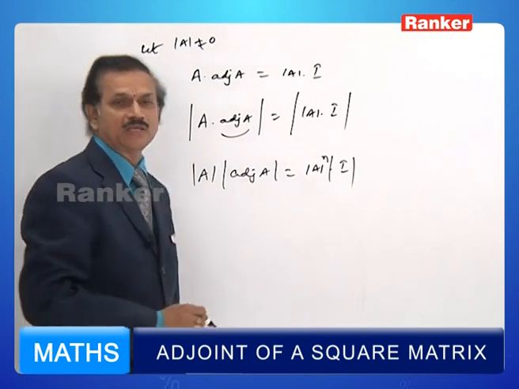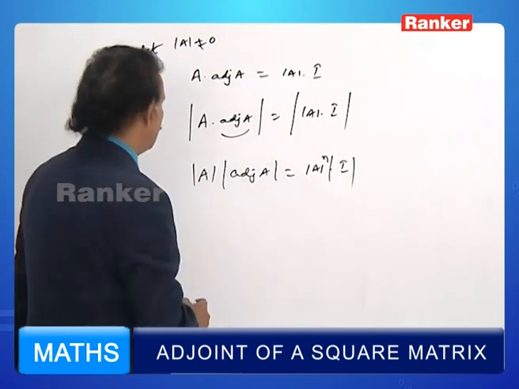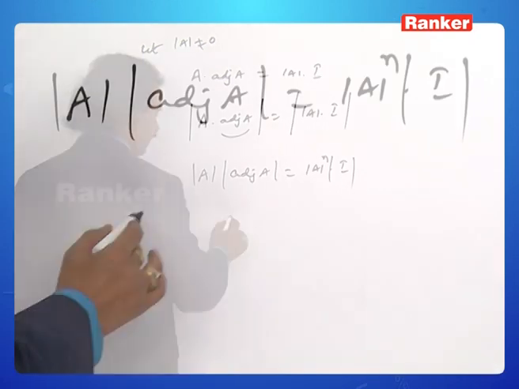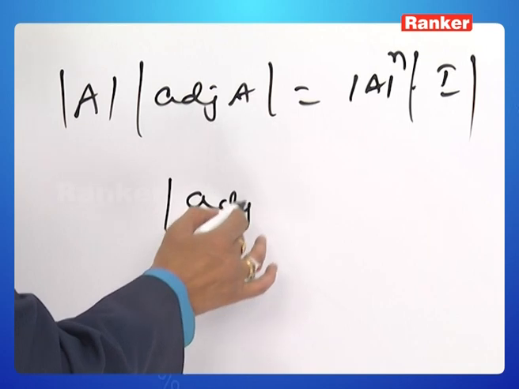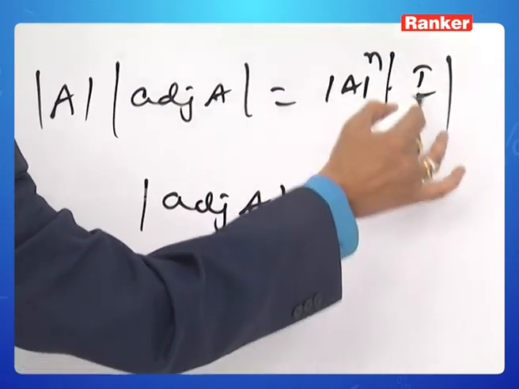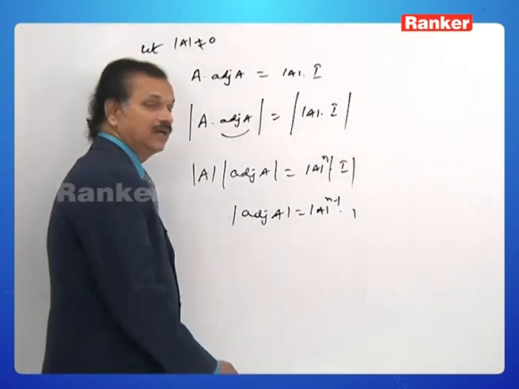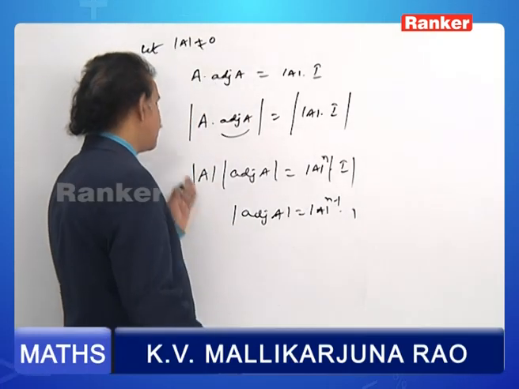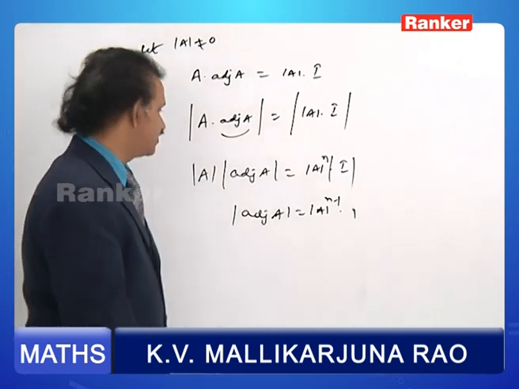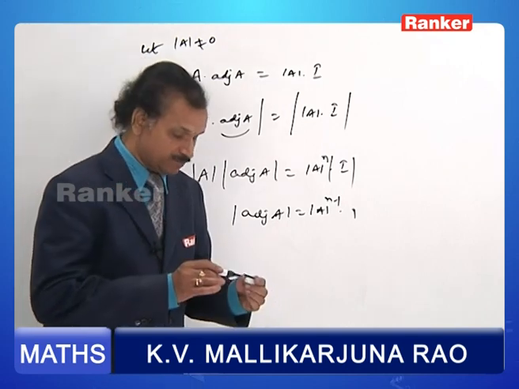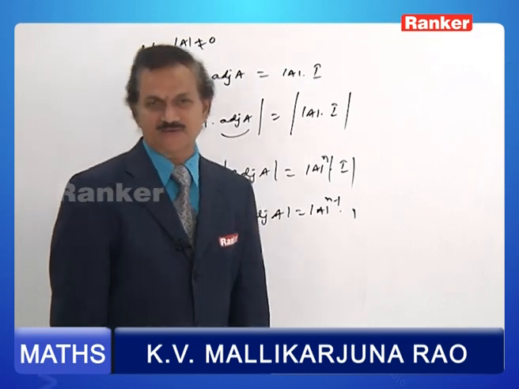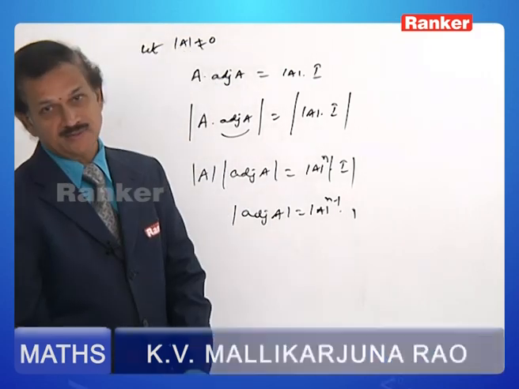Let me suppose that A is an n by n non-singular matrix. Well done. Therefore, det A into det adjoint A is equal to det A power n into det I, and det I is 1. As det A is not equal to 0, I can divide on both the sides by det A, so that it becomes det adjoint A is det A power n minus 1. This is the beautiful character of adjoint A. Det adjoint A is det A power n minus 1.